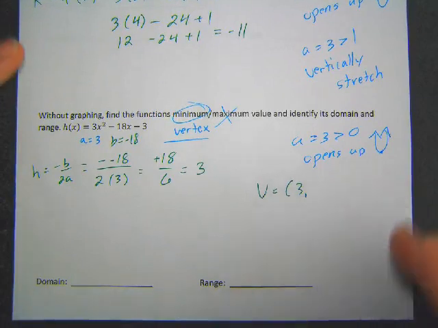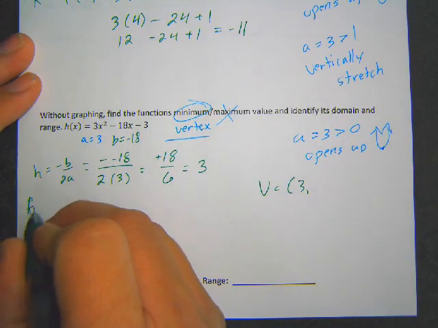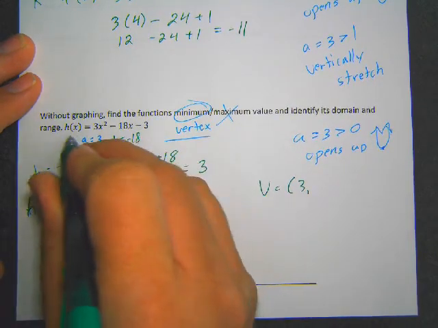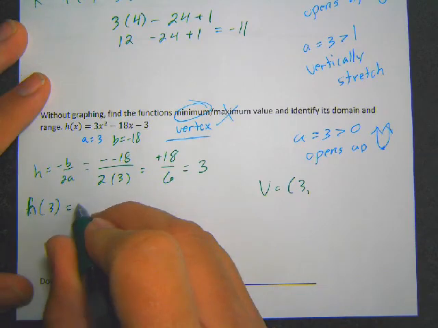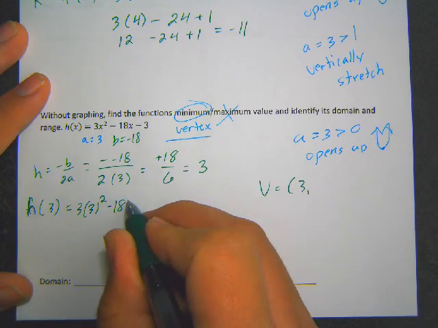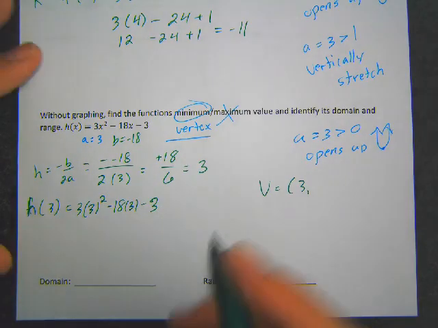Now to find the second part of the vertex, again, we're going to do what we did before. We're going to plug in 3. So I'm going to do this, sorry, this is the h function now. So I'll do h of 3. h of 3 equals 3 times 3 squared minus 18 times 3 minus 3. Lots of 3's in this problem. I wrote a lot of 3's in here.